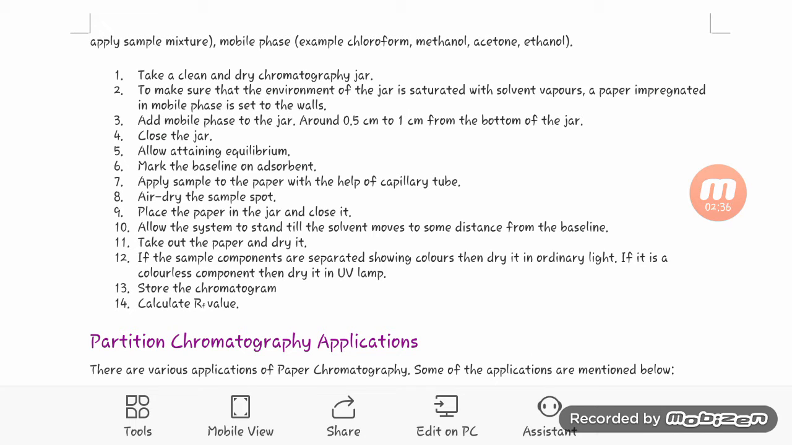Take a clean and dry chromatography jar, making sure that the environment of the jar is saturated with the solvent vapor. A paper impregnated in the mobile phase is set against the walls. Add the mobile phase to the jar to around 0.5 to 1 centimeter from the bottom. Close the jar and allow it to attain equilibrium. Mark the baseline on the absorbent paper and apply the sample to the paper with the help of a capillary tube. Air dry the sample spot, place the paper in the jar and close it. Allow the system to stand until the solvent moves some distance from the baseline.